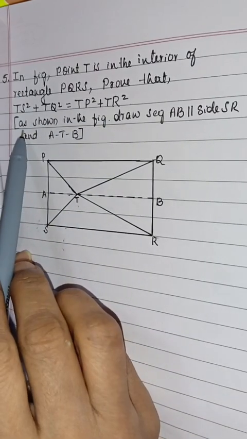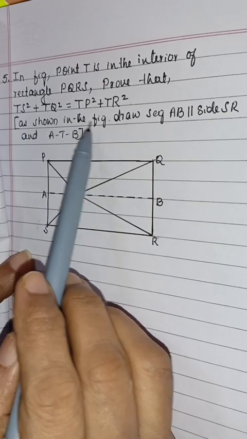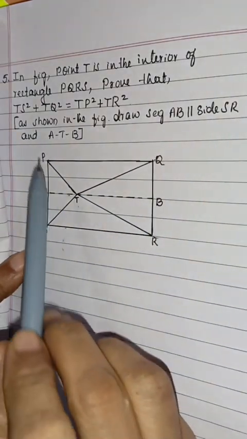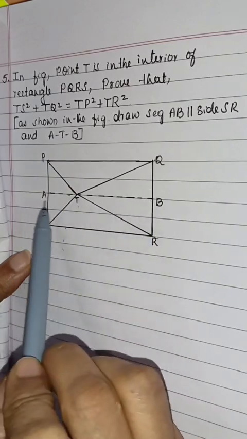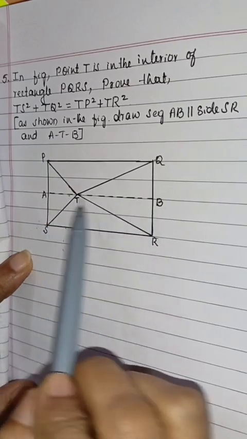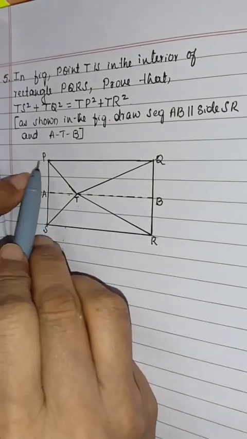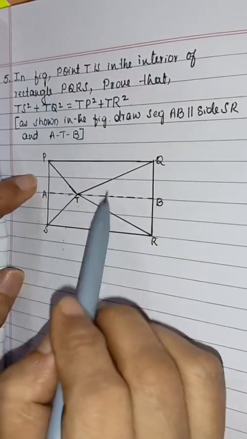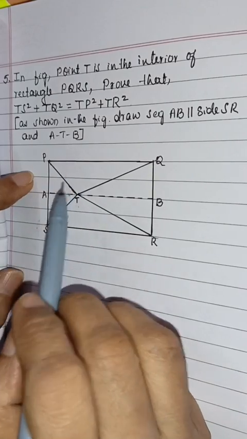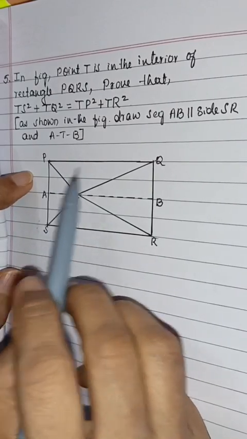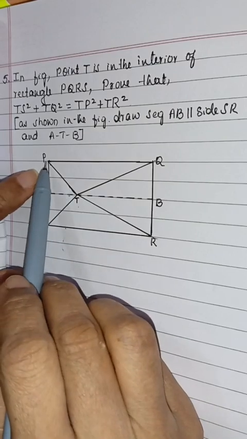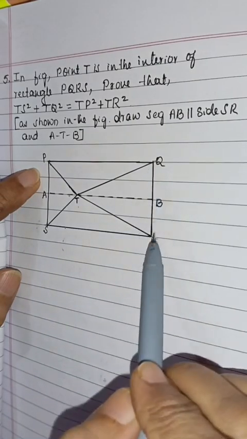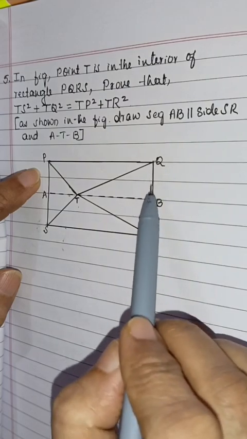Now some instructions are given. As shown in the figure, draw segment AB parallel to side SR, and A, T, B are on the same line, that is, A, T, B are collinear. PQRS is a rectangle. So what is a rectangle? In a rectangle, opposite sides are equal, and side PS is parallel to side QR.